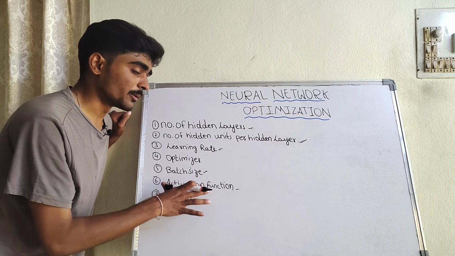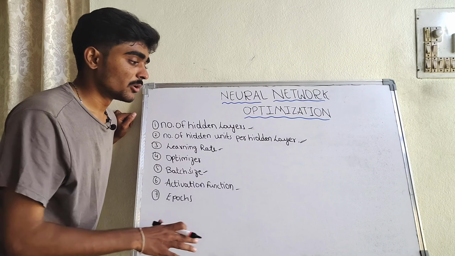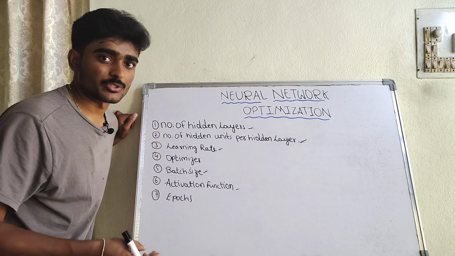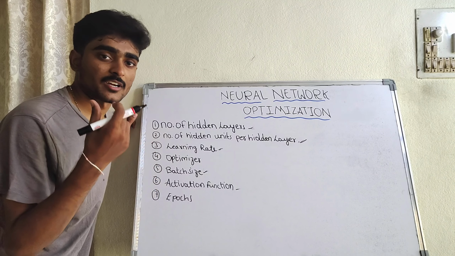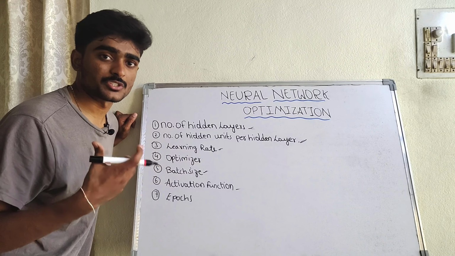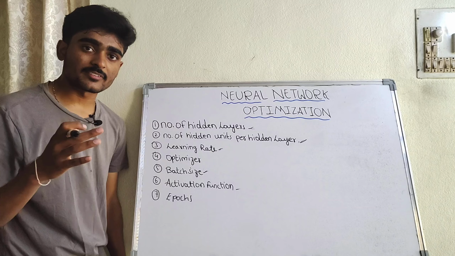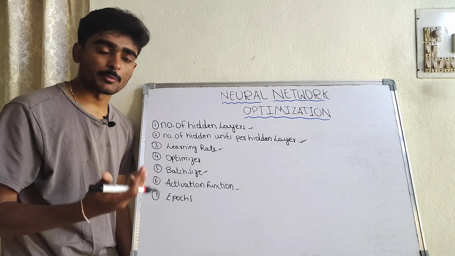Our sixth hyperparameter is the activation function. In neural networks we have various activation functions like the tanh activation function, relu activation function, and sigmoid activation function, which is used for classification. I'll be discussing these activation functions clearly in our upcoming videos.